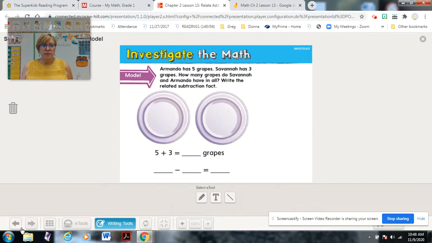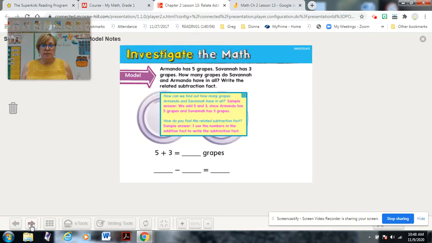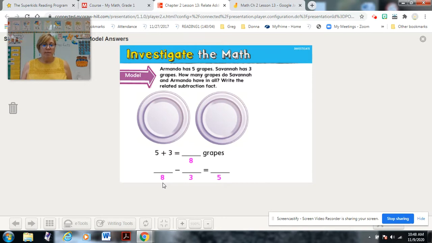All right. And they show 8 minus 3 equals 5, but you can also use the 5 first. Okay? That's our choice. They did not tell us we had to do one or the other.